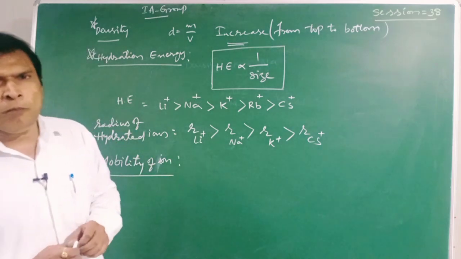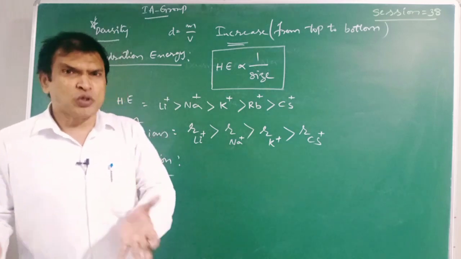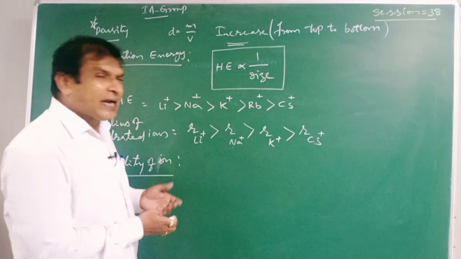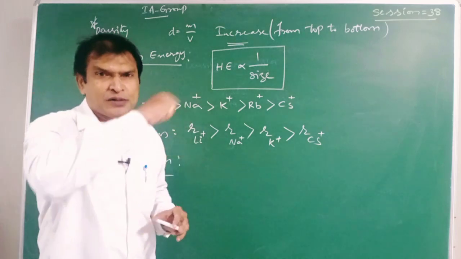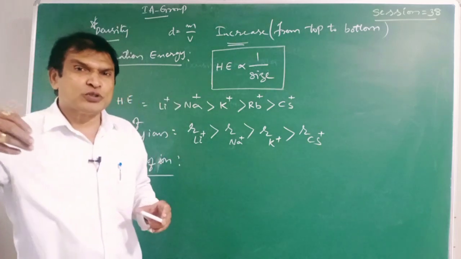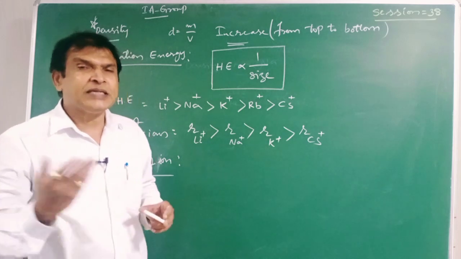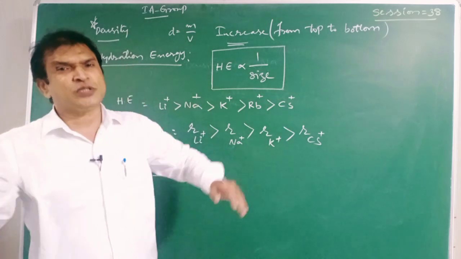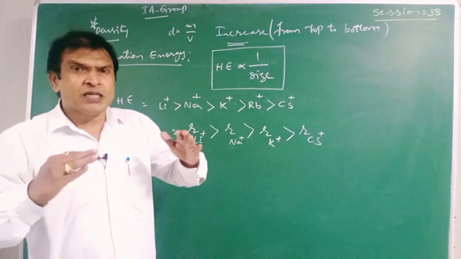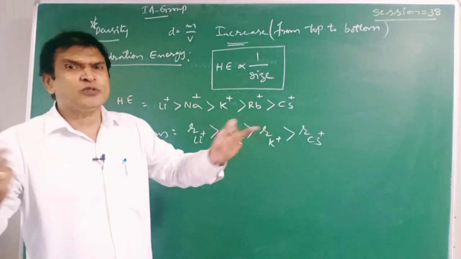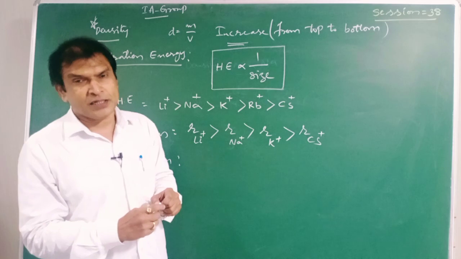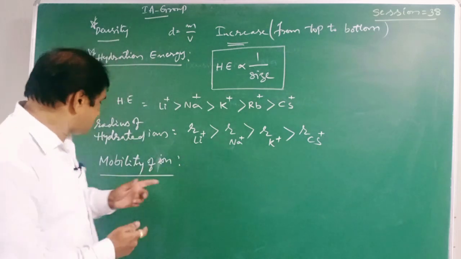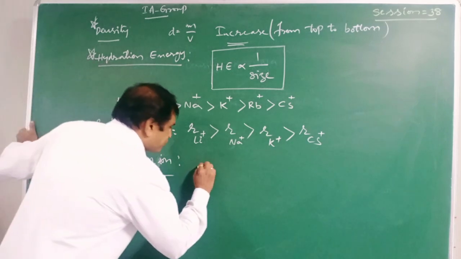So, when aqueous salt solutions are present, conductivity means mobility of ions. Conductivity is directly proportional to mobility. That means the ions move towards opposite electrodes. If the ions are moving faster to the opposite electrodes, that is a very good conductor. So that is good conductive nature.